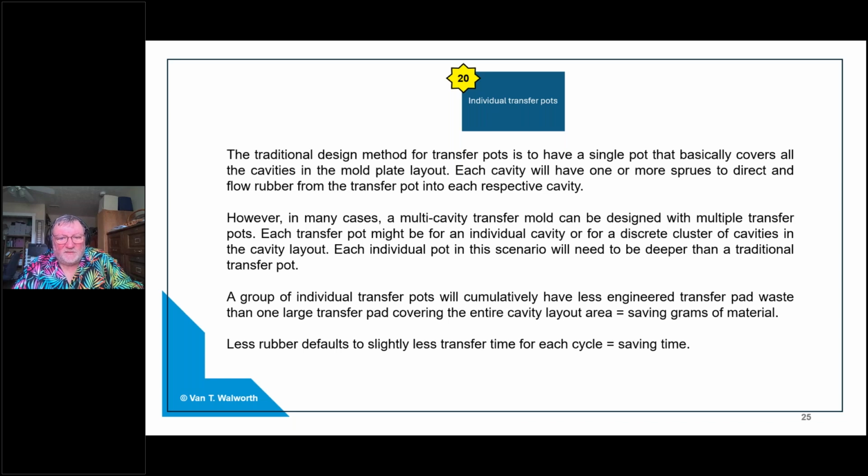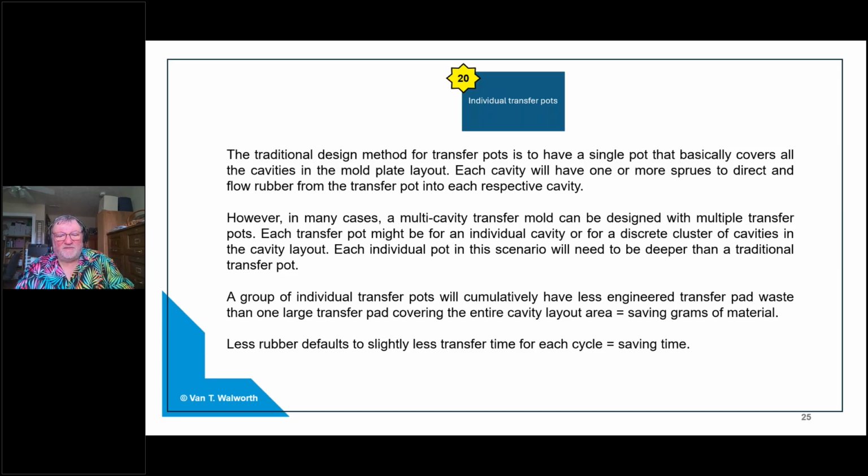There are very often times when the shape of my cavity layout, the shape of the parts that I have, allow me to have more than one pot in the same mold at the same time. And so if I have a large pot, big square with rounded corners, I might be able to have 4 separate pots that are smaller and round within that same thing, and there might be a cavity or a cluster of cavities underneath each pot. If I have multiple pots within the mold at the same time, each pot has to be a little bit deeper than normal because I have to somehow get all the rubber in there.